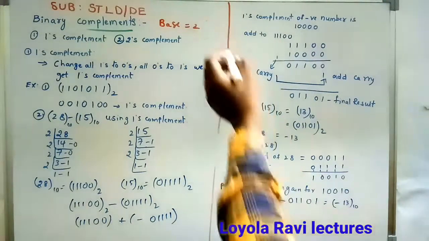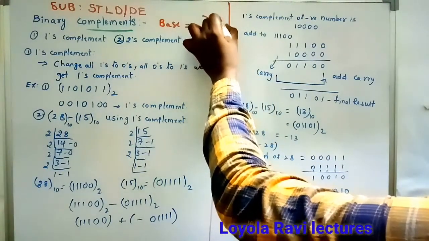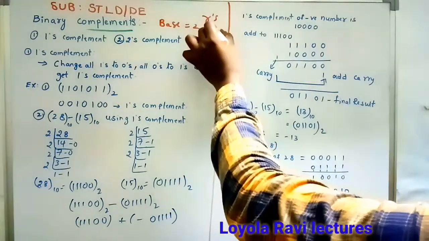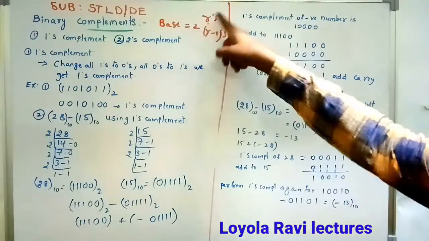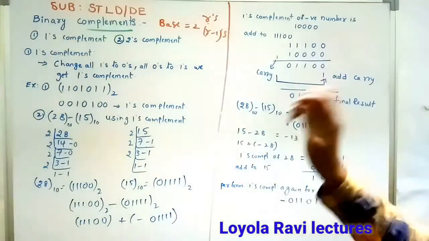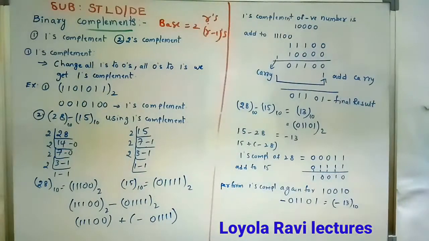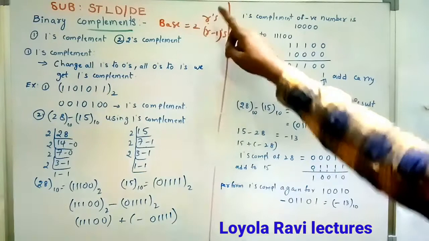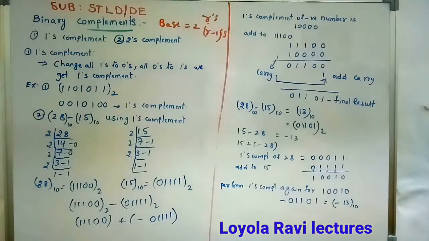Generally we take r's complement and r minus 1's complement. R is nothing but the base. For base 2, the complements are 2's complement and 2 minus 1, that is 1's complement. Generally the complements are represented as r's complement and r minus 1's complement. In place of r you may substitute any base.